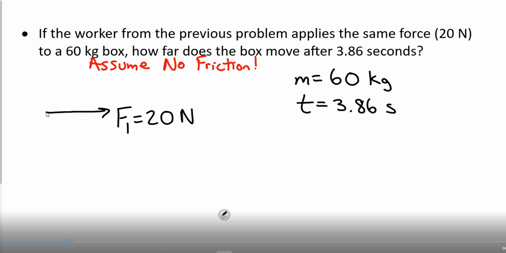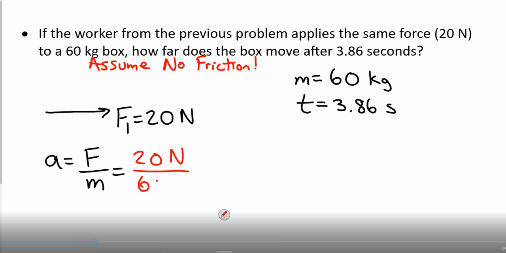So we need to find the acceleration. From the acceleration and the other initial conditions, we can determine how far the box will travel. The acceleration is just going to be equal to the force divided by the mass. In this case, 20 newtons divided by 60 kilograms, and you find that you have an acceleration of 1/3 meters per second squared, or 0.333 meters per second squared.